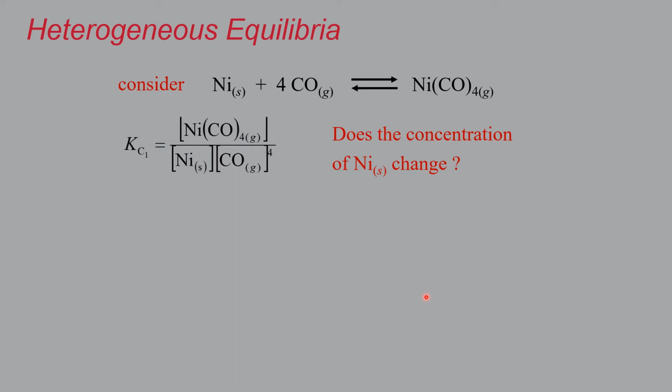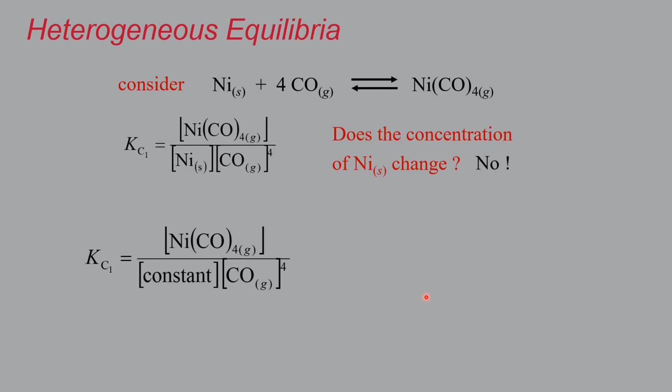And the answer is no. So while the amount might change, whether the reaction is going forwards or in the reverse direction, the concentration doesn't change. It is a constant number. And you could figure it out. If you knew the density of it, you could figure out what the molar concentration of it is. But the fact of the matter is it doesn't change.